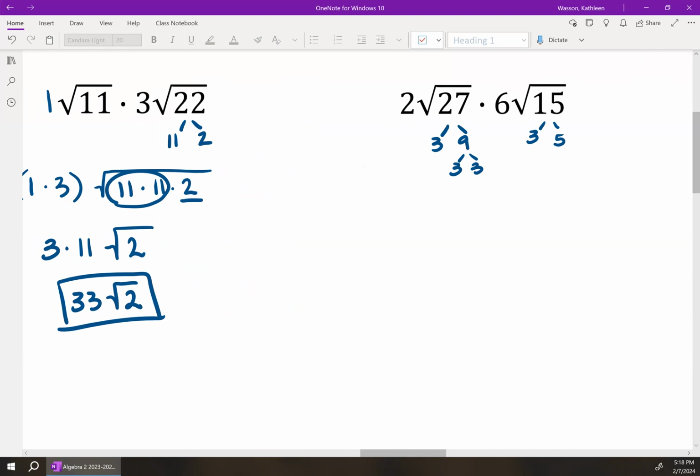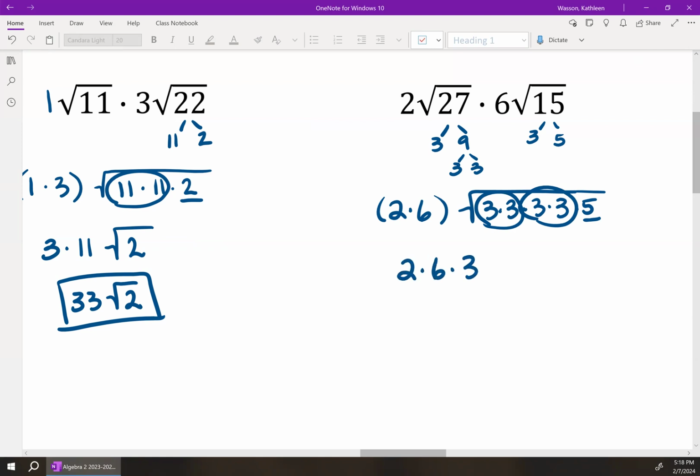We'll multiply. So I have 2 times 6 outside, and inside I have 3 times 3 times 3 times 3 times 5. Since I have square roots, I need groups of 2 to simplify, so I found 2 pairs and take 2 3s out. So now I have 2 times 6 times 3 times 3, square root 5. And when you multiply all these numbers together outside, this is 108 square root 5.